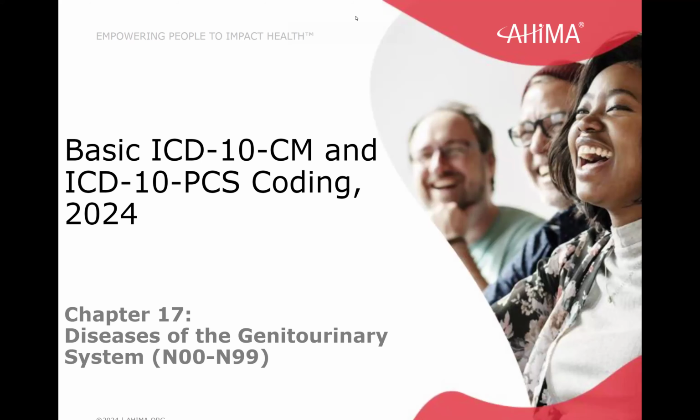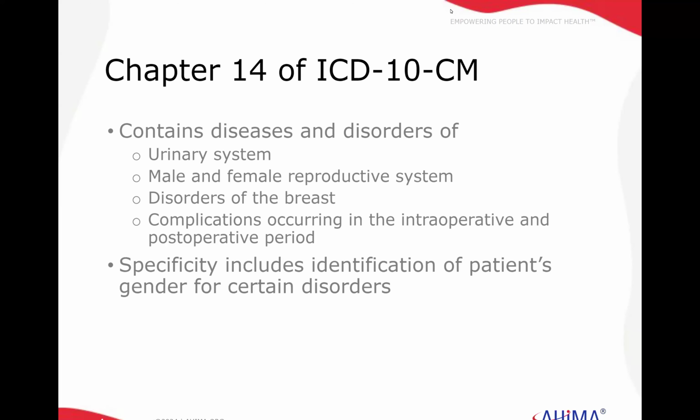Hello, we're back. In this video lecture, we're going to be talking about coding diseases of the genitourinary system. These all begin with the letter N. These codes are for diseases and disorders not only of the urinary system, but the male and female reproductive system, disorders of the breast, and any complications occurring in the intraoperative and postoperative period. There's specificity that includes identification of the patient's gender for certain disorders.